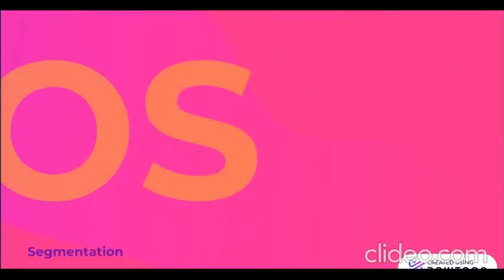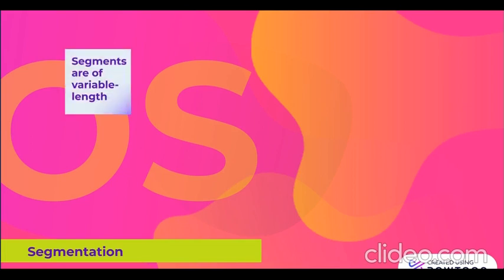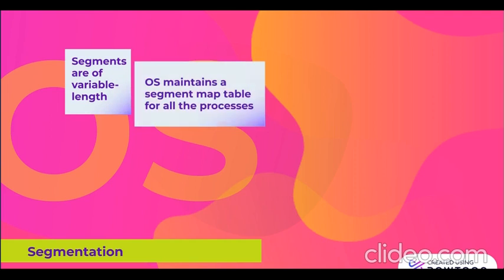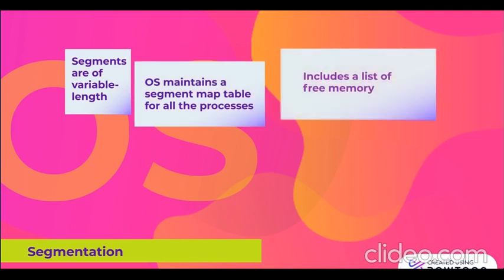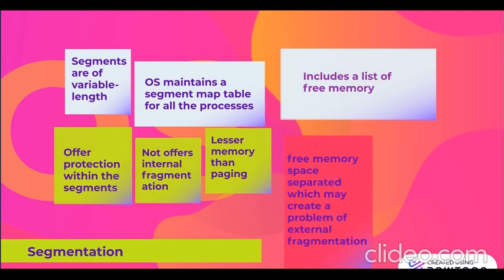Segmentation. The segmentation method works almost similarly to paging. The only difference between the two is that segments are of variable length, whereas in the paging method, pages are always of fixed size. You can achieve sharing by segments referencing multiple processes. Segmentation is a costly memory management algorithm.